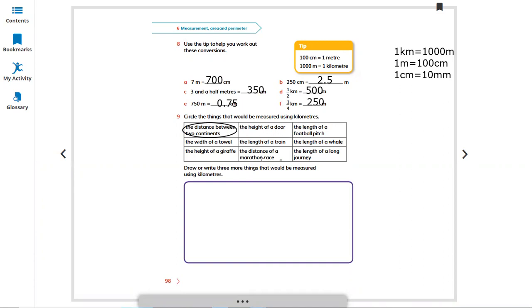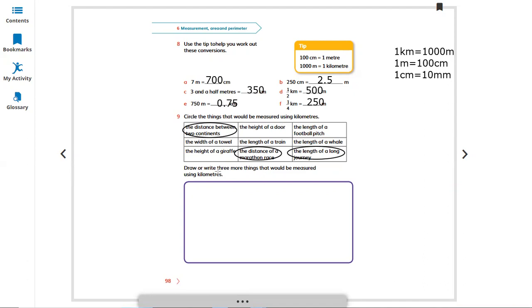This one you can say, and the distance of a, yeah, this one also, the length of a long journey. These three we can use kilometer. Length of a train, length of a whale, and we are using meter. It's enough. Length of a giraffe, towel. Okay.